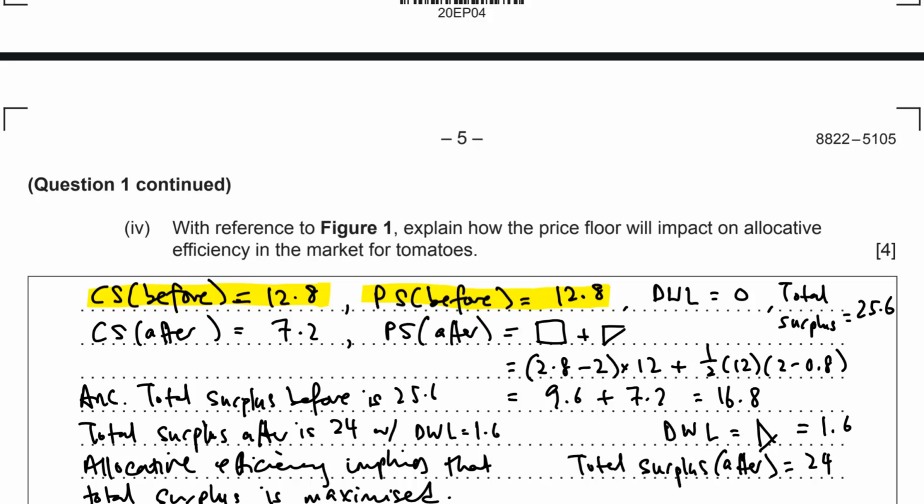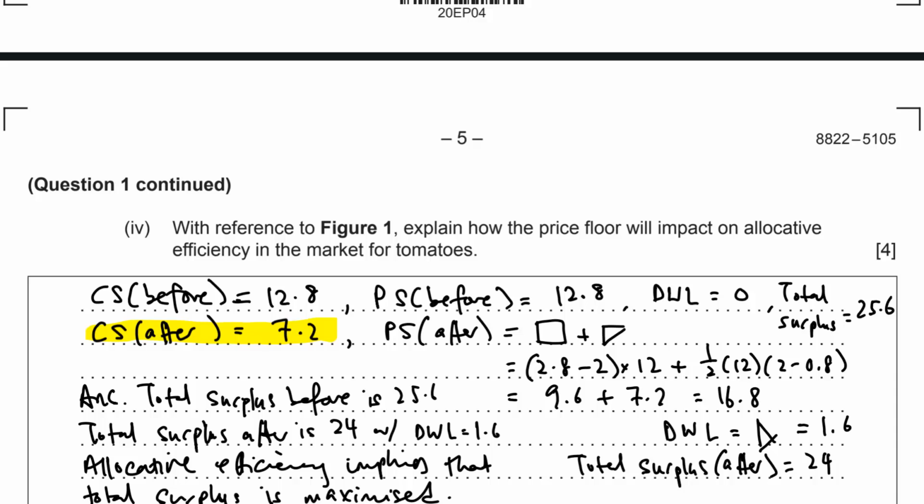Deadweight loss is equal to nothing because there is no deadweight loss. Therefore, total surplus is 25.6. So we'll make a note of this: the total surplus that exists in the market is $25,600 or 25.6K. Then we do the after analysis. Consumer surplus after the price control is $7.20, which we've established from part 3.